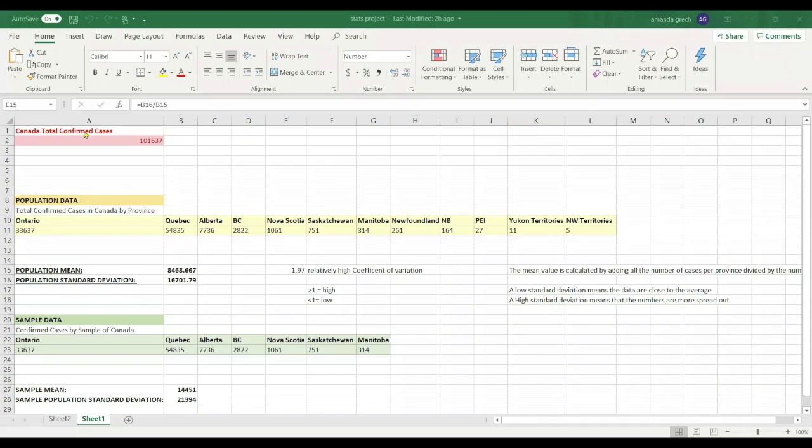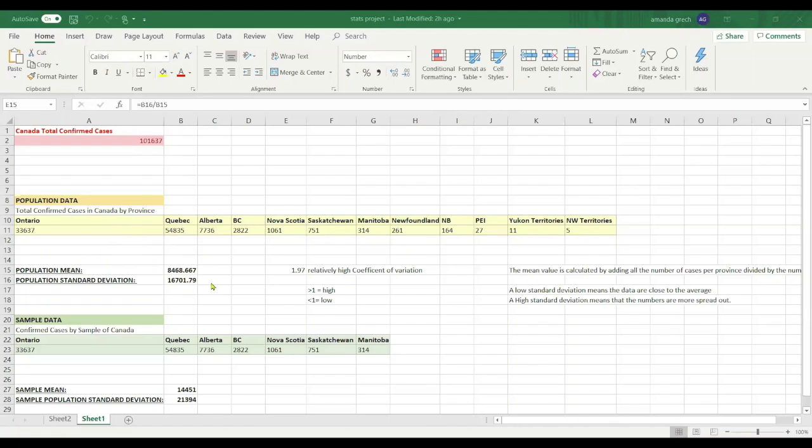Okay, so here's my Excel sheet that I created based off of the total confirmed cases of coronavirus in Canada. Up to date, the total confirmed cases in Canada are 101,637. I created a population data based off of all the provinces in Canada, so that's Ontario all the way to the Northwest Territories. I then created a population mean, which is 8,468.67. The population mean is the average of all the cases of the provinces in Canada.